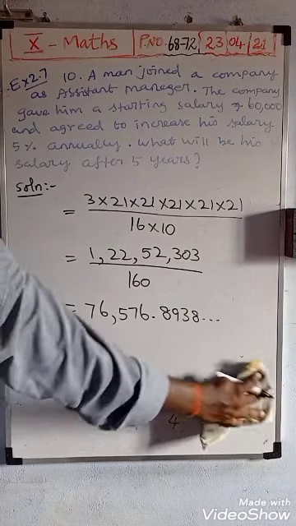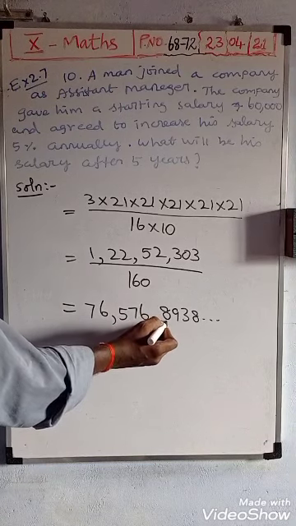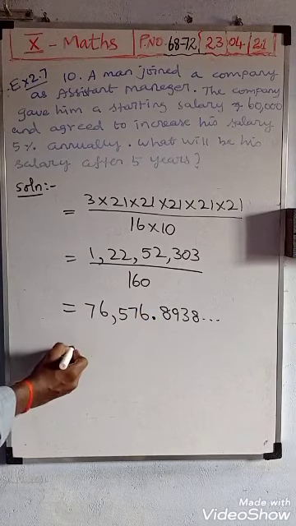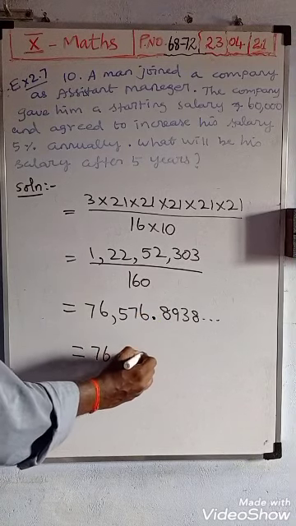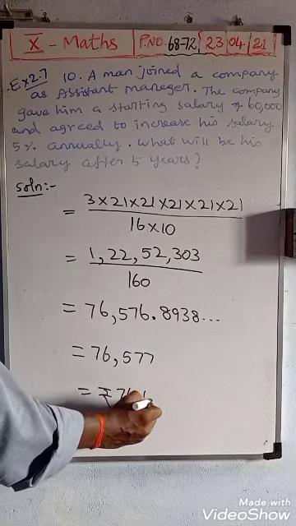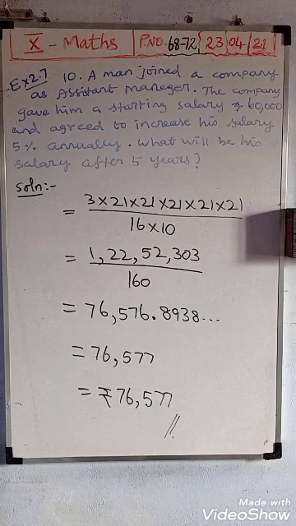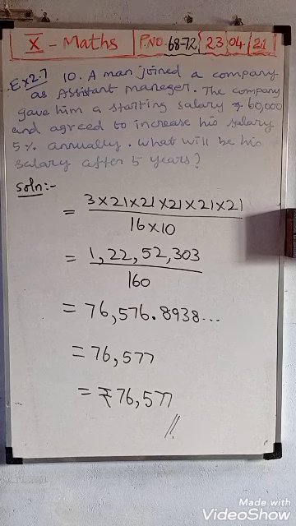This you want to convert into a full amount. Since the digit after the point is more than 5, you should add 1, so here 76,577. Therefore he will receive a salary after 5 years of 76,577 rupees. His salary after 5 years is 76,577, that's all. Like that, example 2.45 in your book, page number 72, example 2.45 is there.